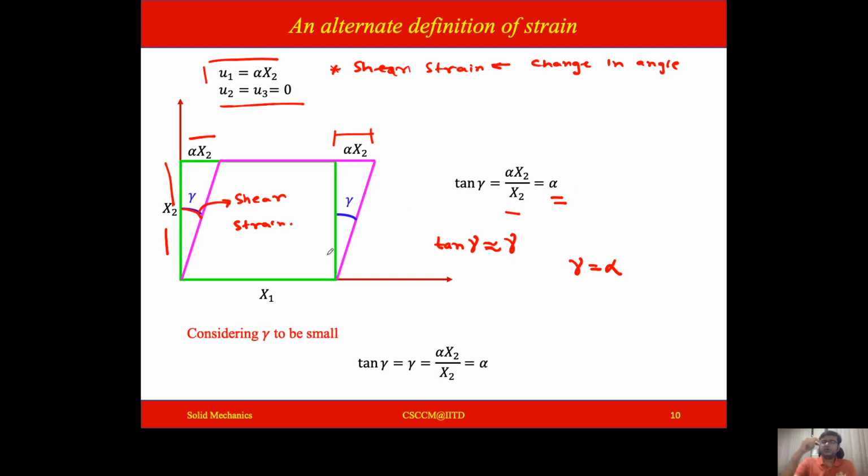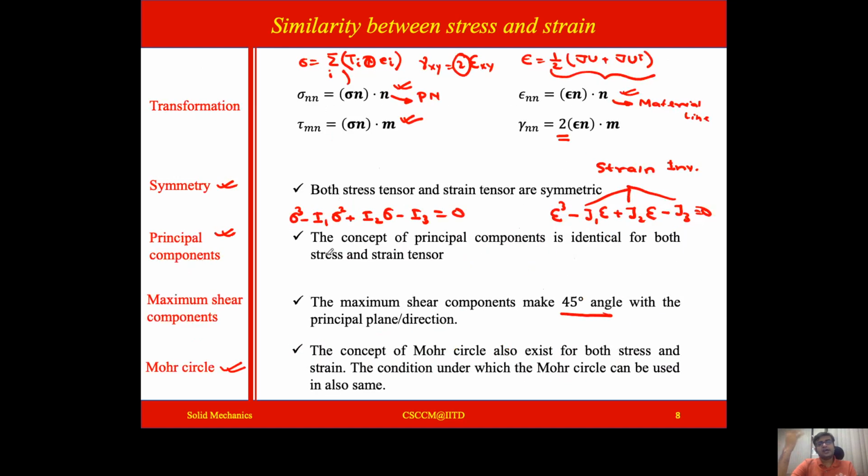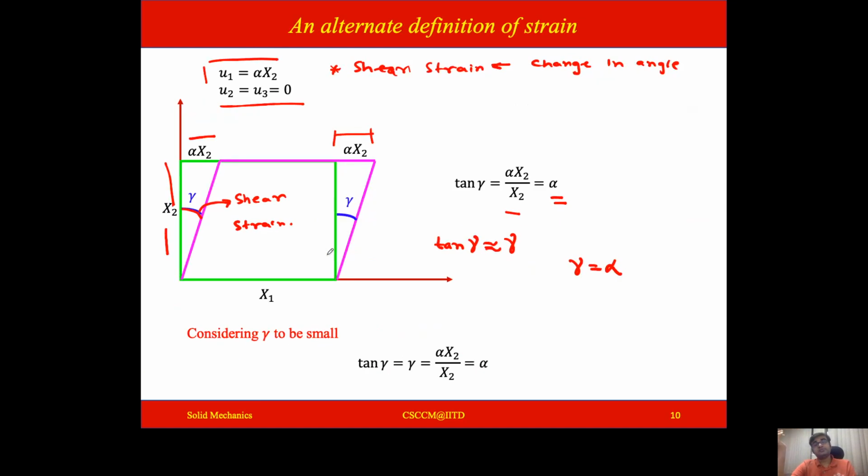I know this last part I covered a little faster, but these are things you probably already know. Still, if you have some doubt in this part, specifically the similarity between stress and strain and the alternative definition of strain, do let me know and I will cover it again for you separately. But I don't think you will have any problem if you have understood the stress part, because this is kind of a repetition of what was covered in the strain part.